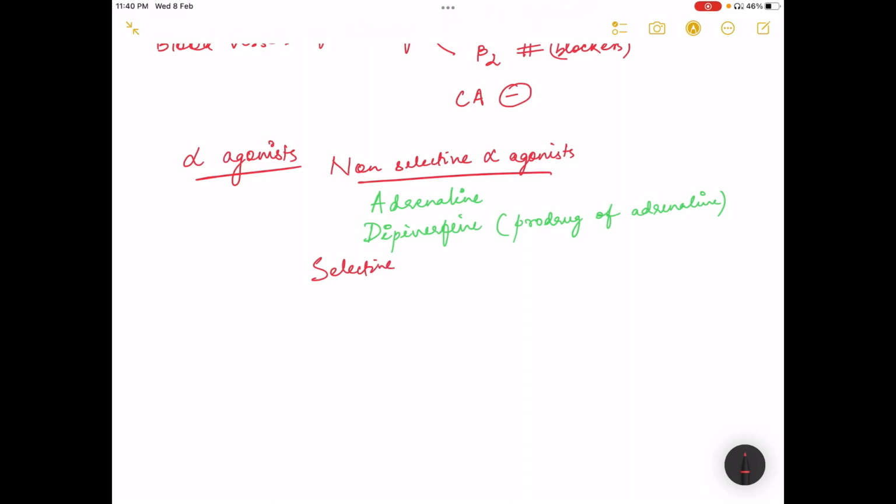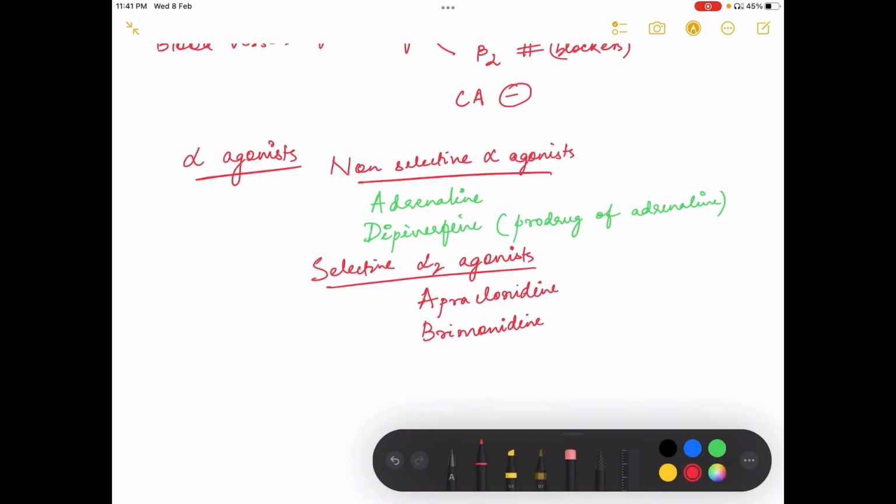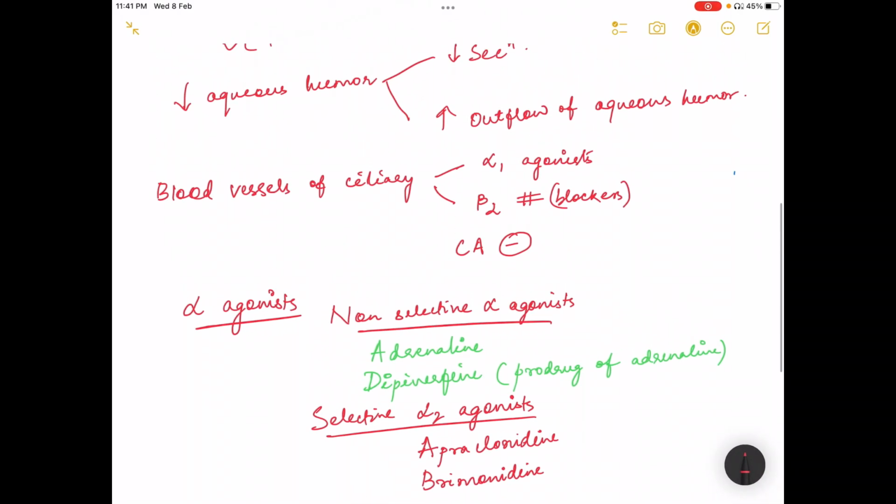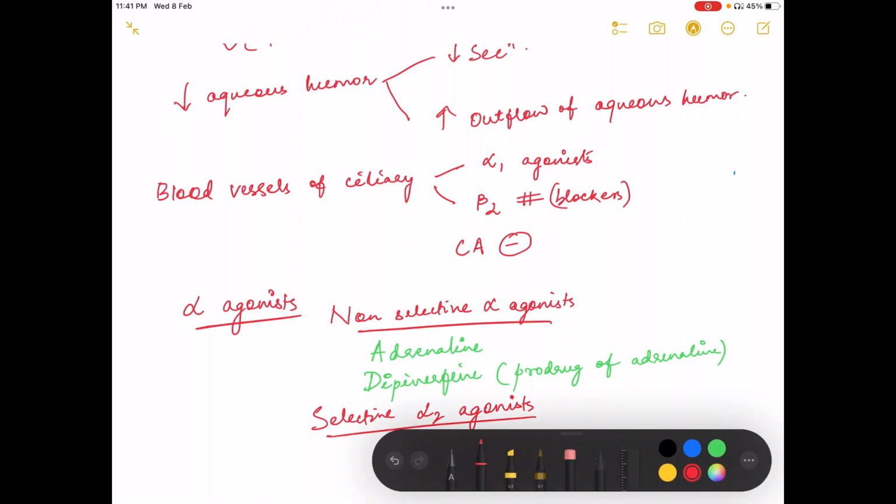Now coming to the selective alpha agonists. The selective alpha 2 agonists are given, and these are apraclonidine and brimonidine. These cause vasoconstriction of the blood vessels in the ciliary body, and they reduce the formation of the aqueous humor.